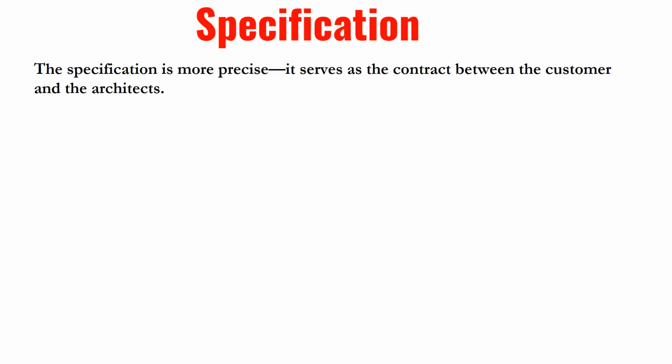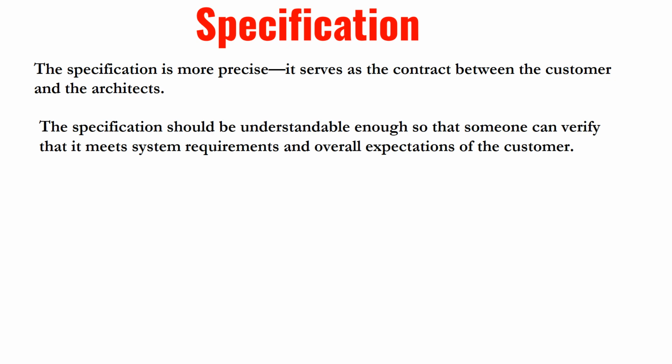So the specification is nothing but the contract between the customer and architecture. Here the requirement is the informal communication from the customer. Actually what the customer needs is the informal communication which is collected from the public through the designer team. This informal communication should be converted to the technical one. So the specification serves as the contract between your customer and architecture.